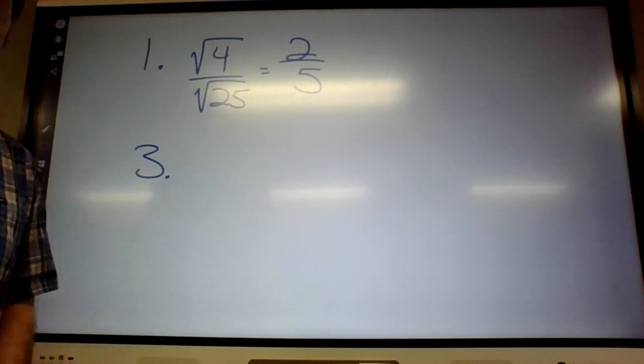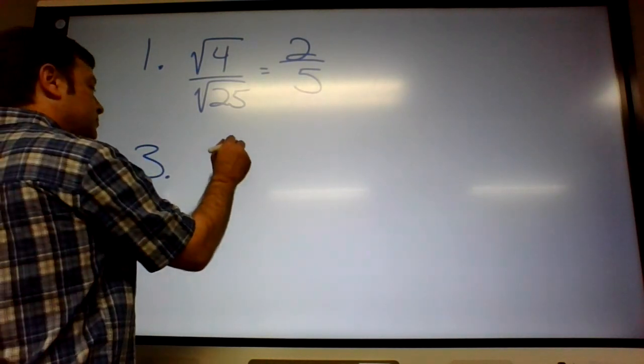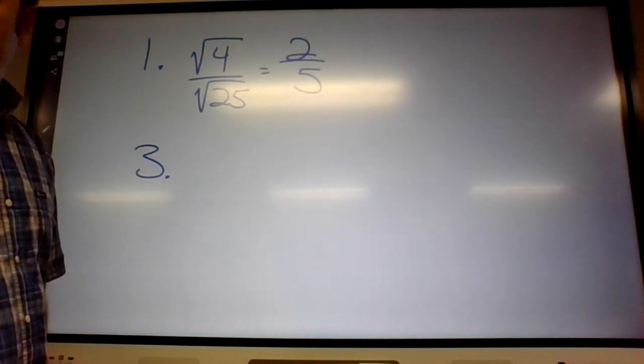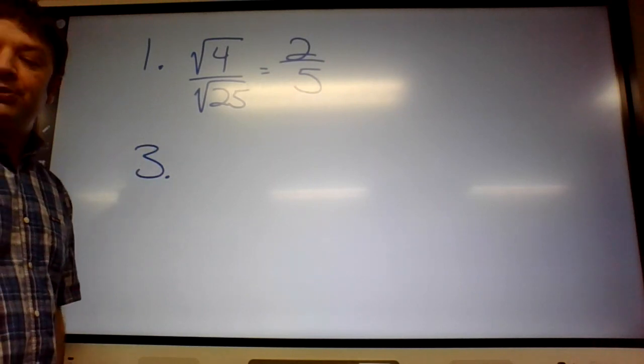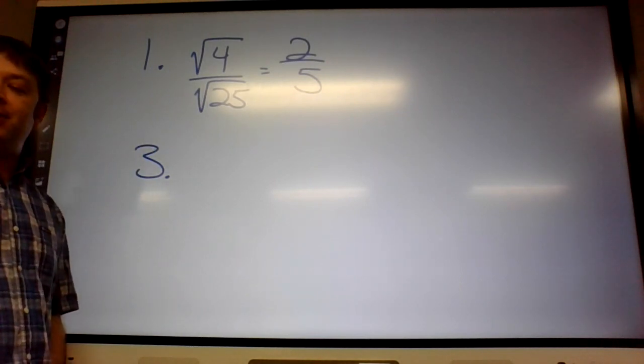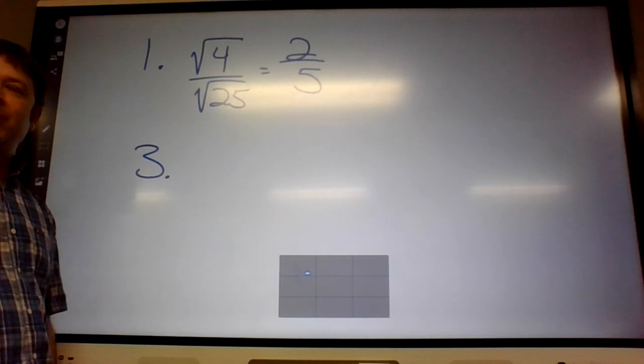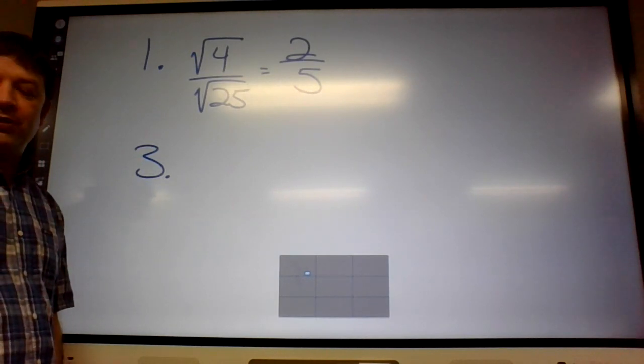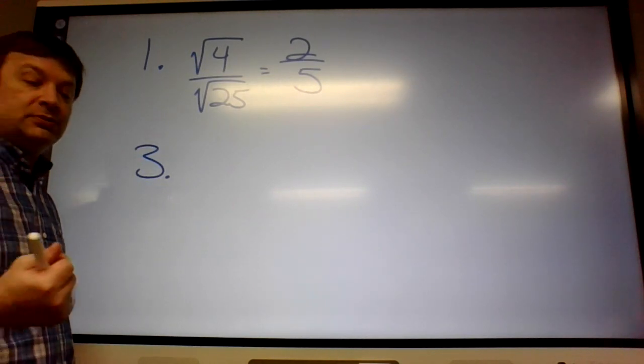We'll be on number two. Yeah, I would divide on number 2 first. Square root of 80 divided by square root of 20 is square root of 4. And what's the square root of 4?